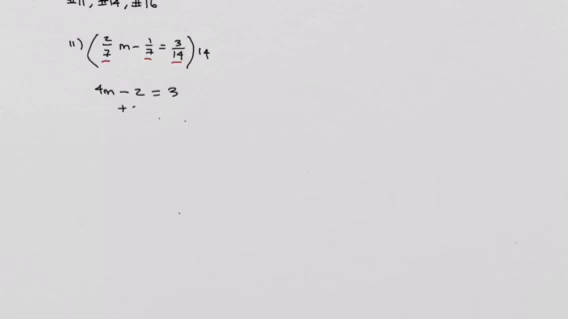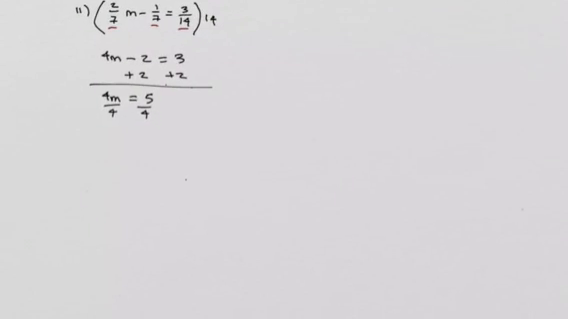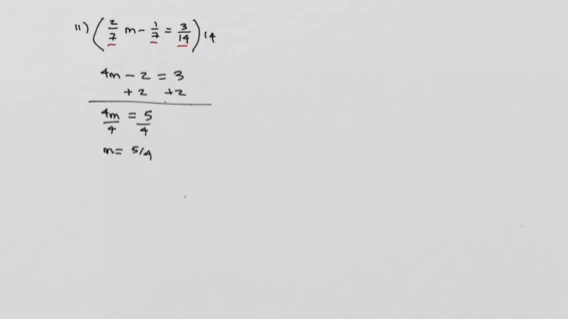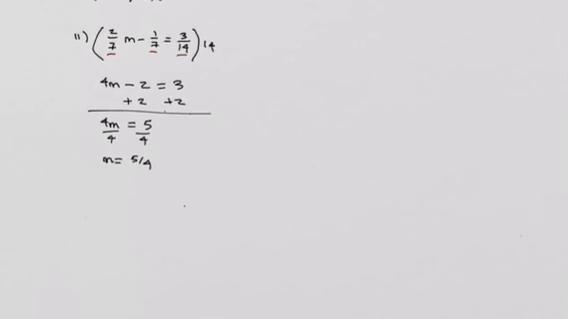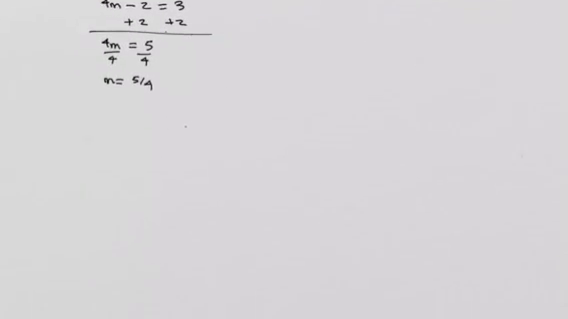So I want to get rid of that 2. So I'm going to add 2 to both sides. Now think about what you need to do next in order to solve. Hopefully you realize that you needed to divide by 4. So our answer is m equals 5 divided by 4. The next problem we're going to look at is number 14.